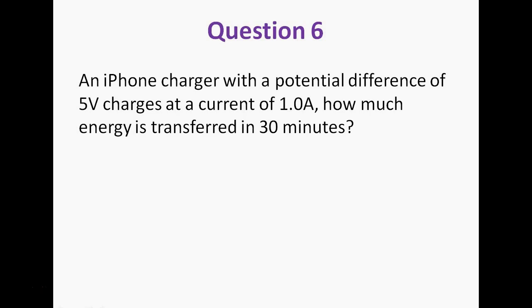Well, looking at the question, I can see that I've got V, and I've got I, and I've got a time, but that's 30 minutes, so I need to transfer that to seconds. So in order to transfer 30 minutes to seconds, I need to multiply it by 60. So 30 times 60 seconds gives me a total of 1800 seconds. So that's that bit dealt with. Now let's see what else we've got.